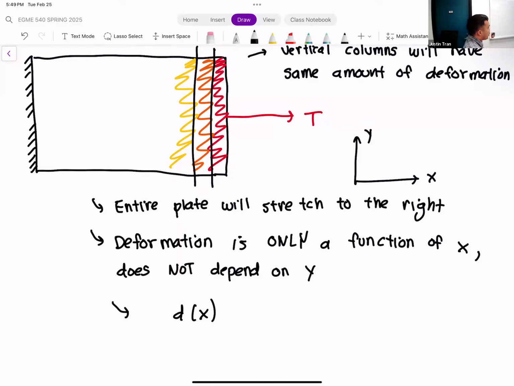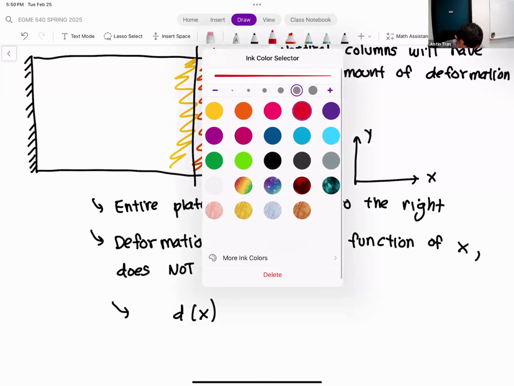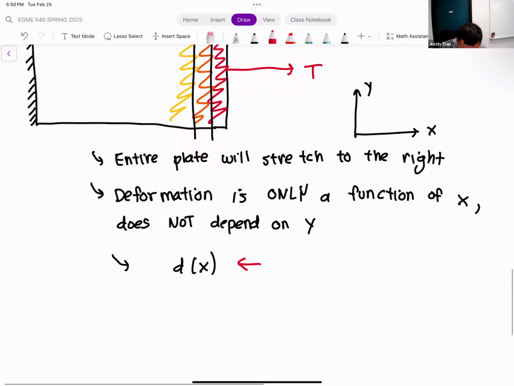Okay. So why is this important? Why even bring this up? Well, we know that if we used shape functions here, our shape function is essentially going to try to replicate this solution as closely as possible. If we call this d of x, this is our true solution. We know our true solution only depends on x. When we solve this in finite elements, our finite element solution is going to try to approximate this deformation field as closely as possible.